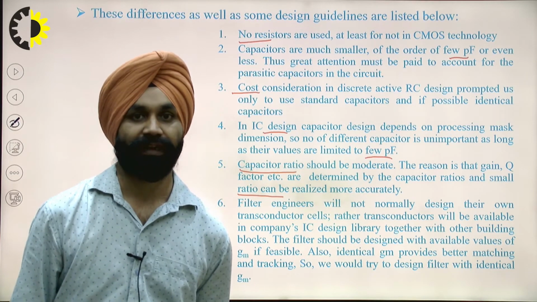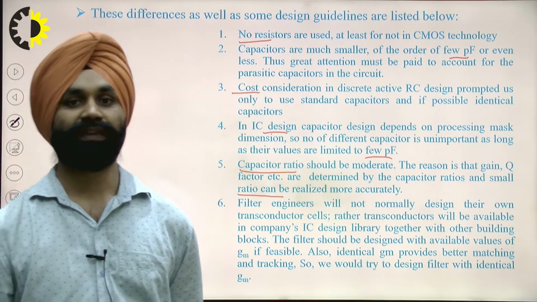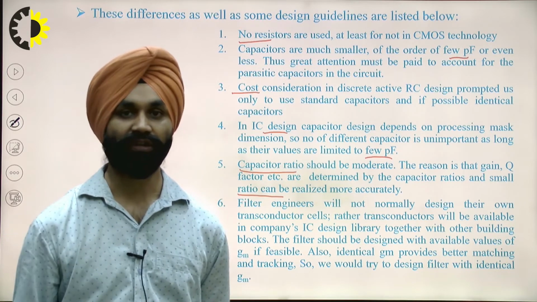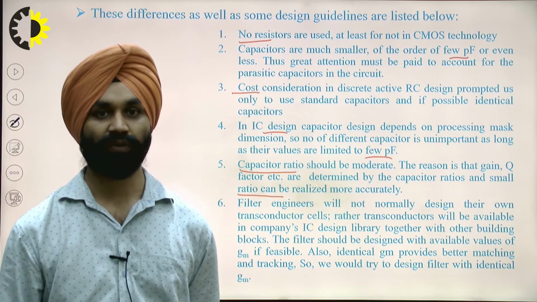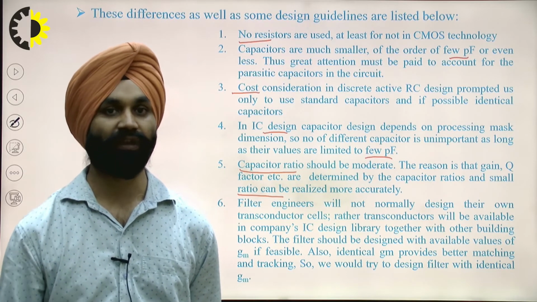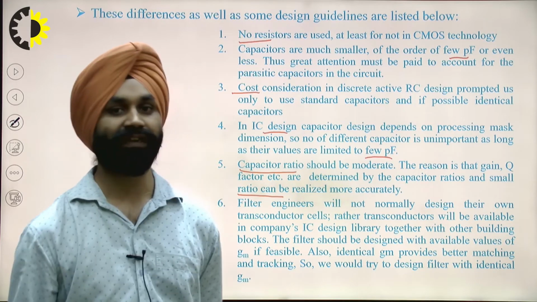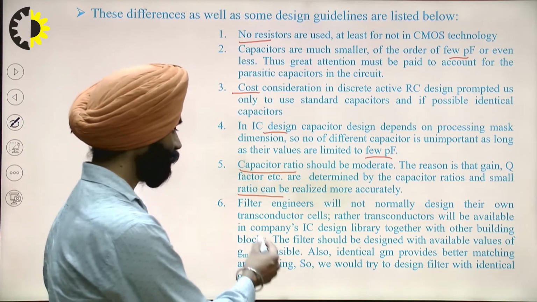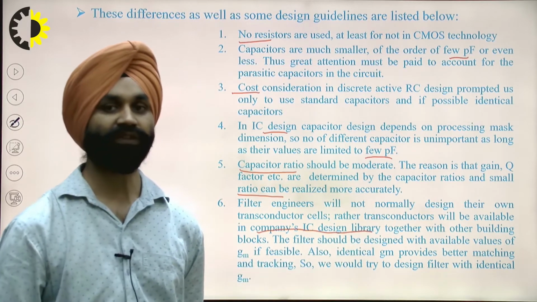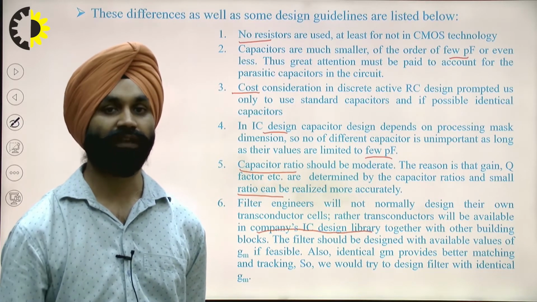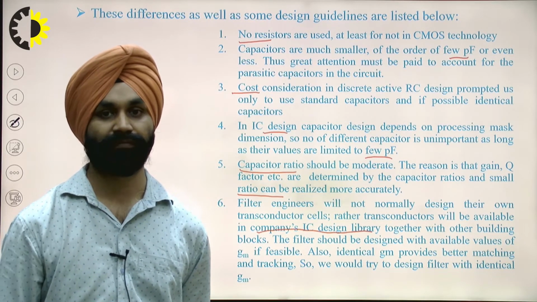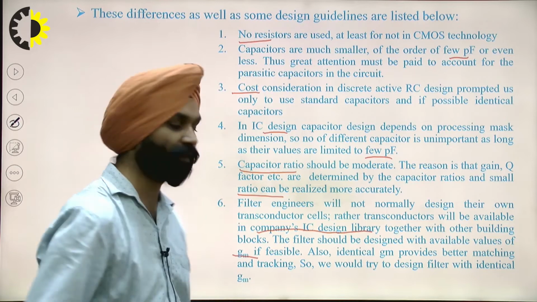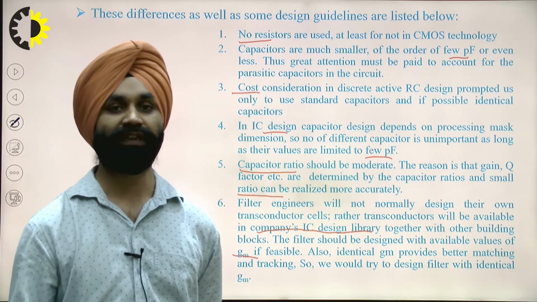Another reason is that the transconductance, once created, is not required to be recreated. So the filter designers or filter engineers will not design their own transconductance, but the available transconductance design is used to build the other building blocks. So only by taking one value of Gm, we can create the different building blocks.